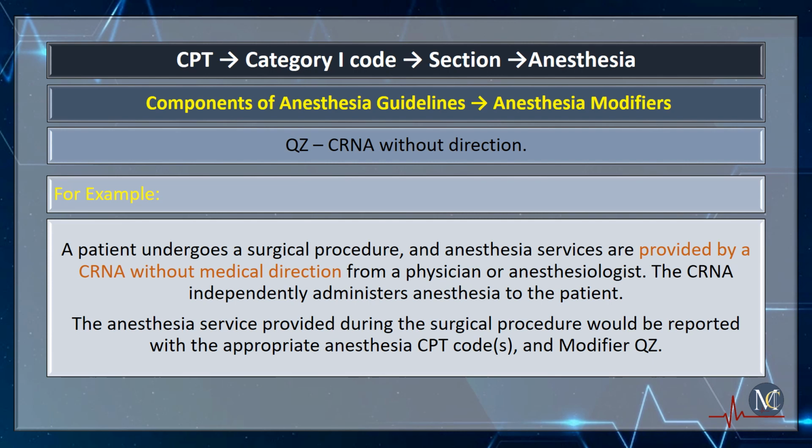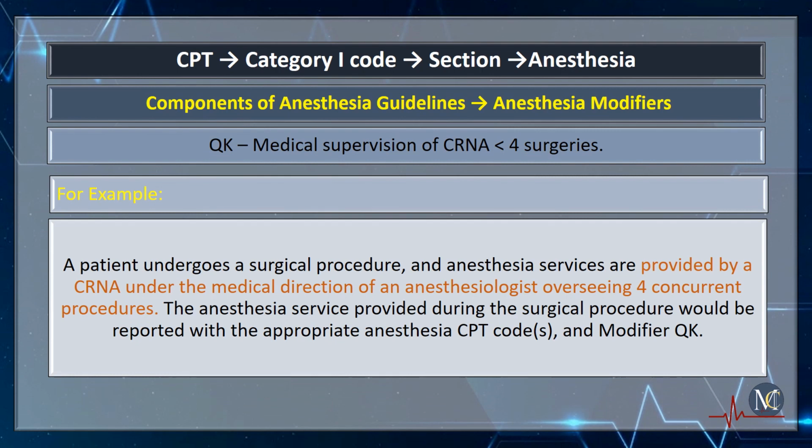Let's say a patient undergoes a surgical procedure and anesthesia services are provided by a CRNA without medical direction from a physician or anesthesiologist. The CRNA independently administers anesthesia to the patient. The anesthesia service provided during the surgical procedure would be reported with an appropriate anesthesia CPT code, and modifier QZ would be appended to indicate that the anesthesia service was provided by a CRNA without medical direction.